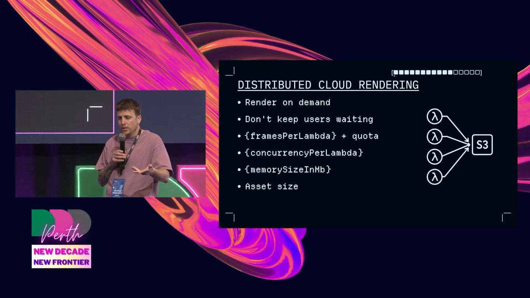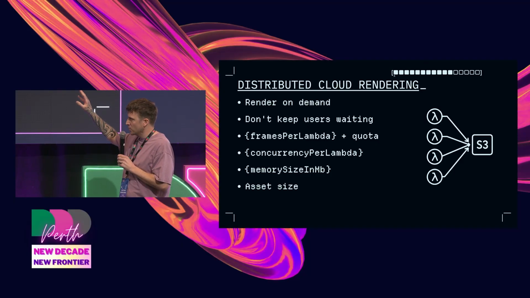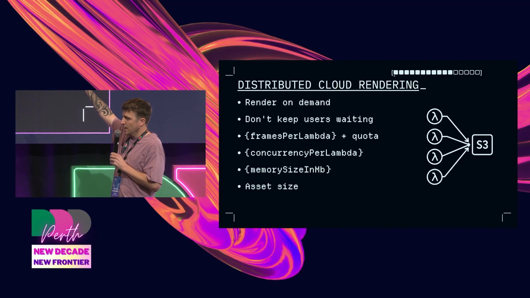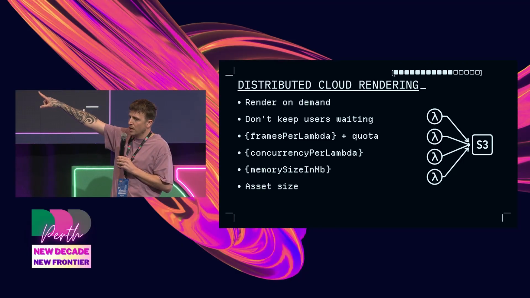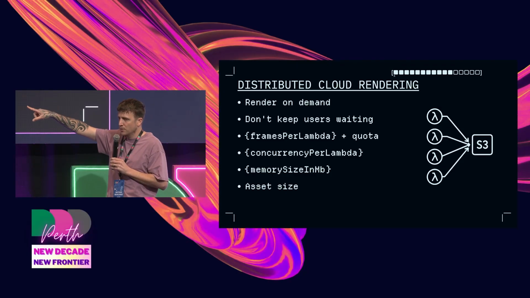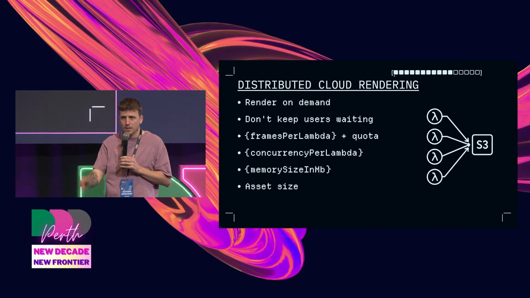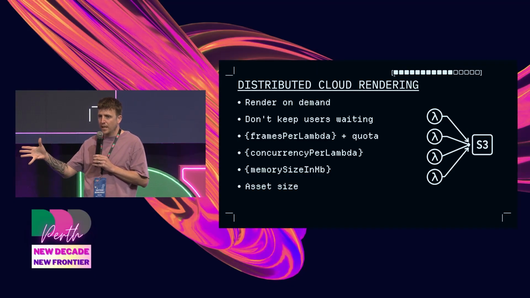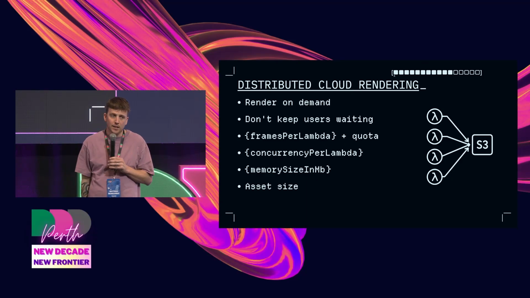And depending on our use case, can we keep our users waiting or not? So we can, as I said, we were talking about already the multiple lambdas spinning up at the same time. So we can change the frames per lambda value. So if you've got a video that goes for 300 frames, and then you say that you can have 30 frames per lambda, that means that there's going to be 10 lambdas spun up per user when they click render.